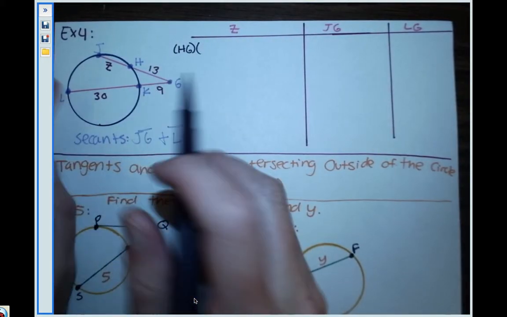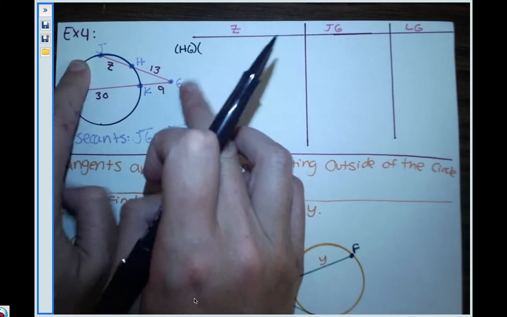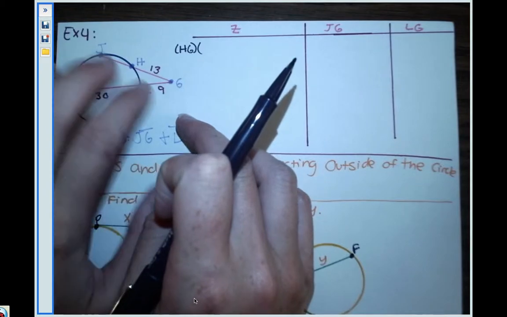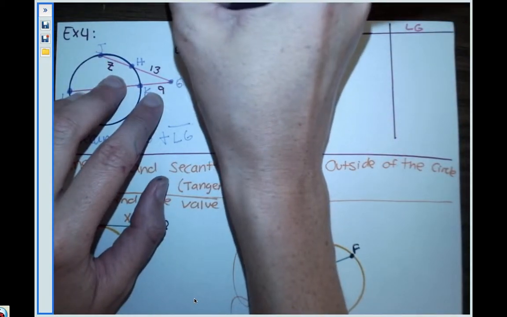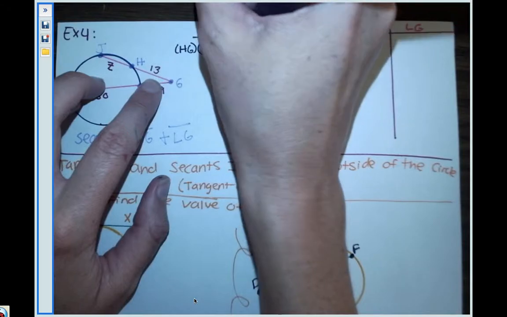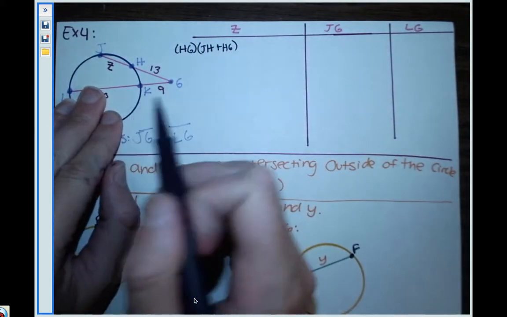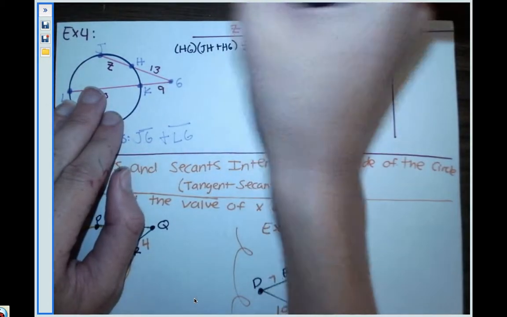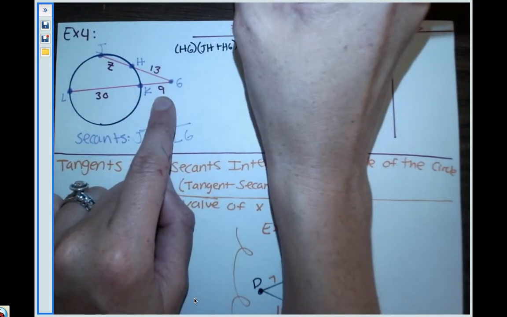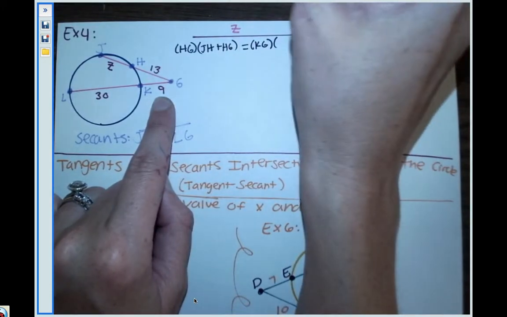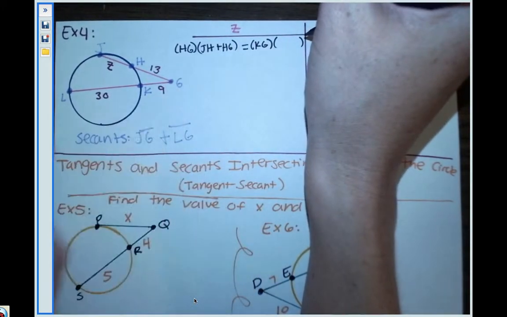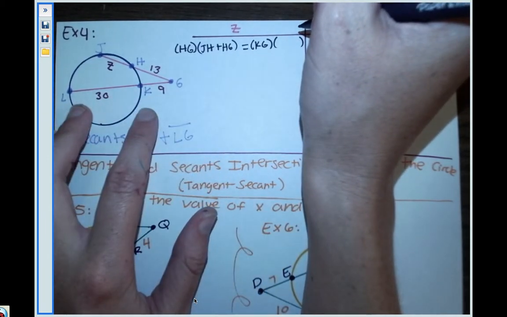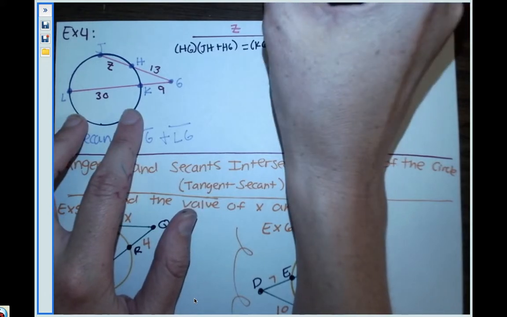So we have HG times the length of the entire secant, which I'm going to break down into two segments. We got JH and HG. So that would be JH plus HG. That will equal the length of JG. So this secretly is JG. That's the length. All right, and that will equal the outer piece, KG, times the sum of the entire other secant, which is this piece plus that piece. So KG plus KL.